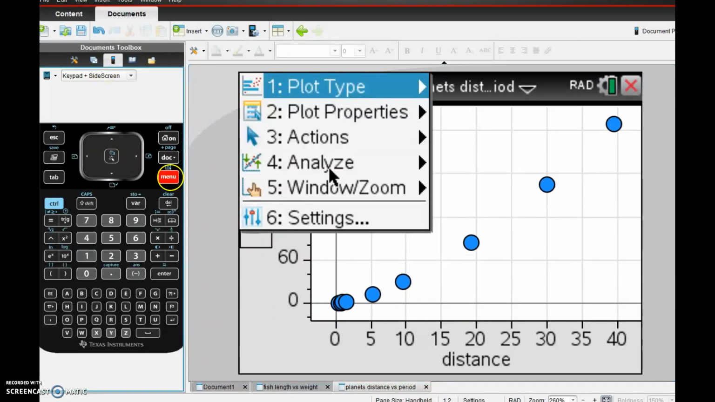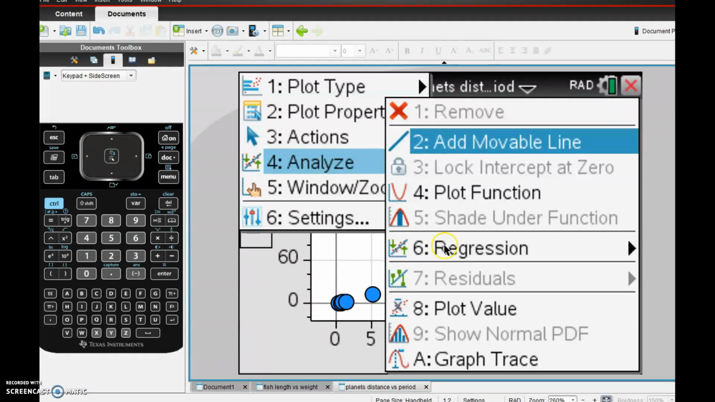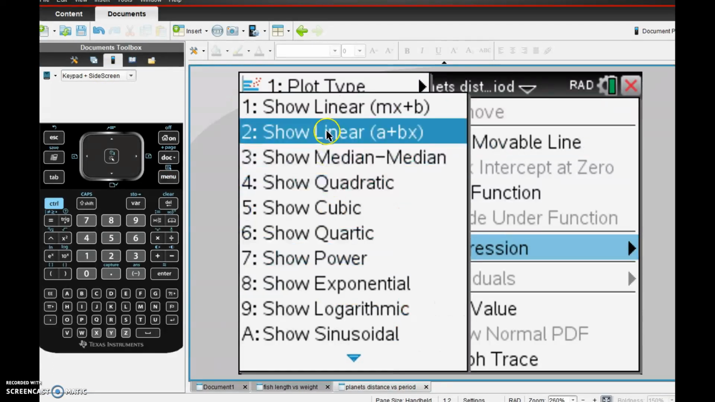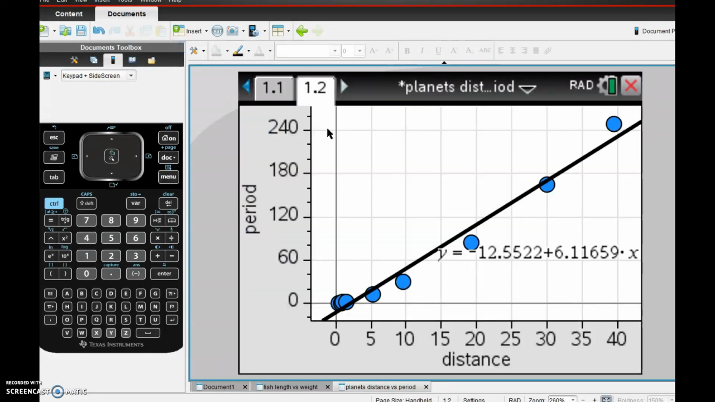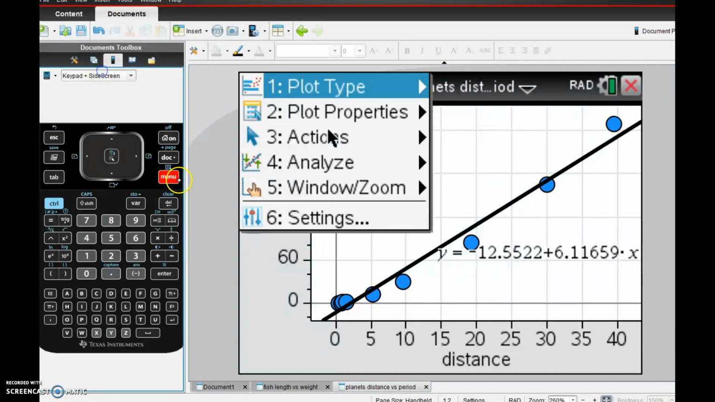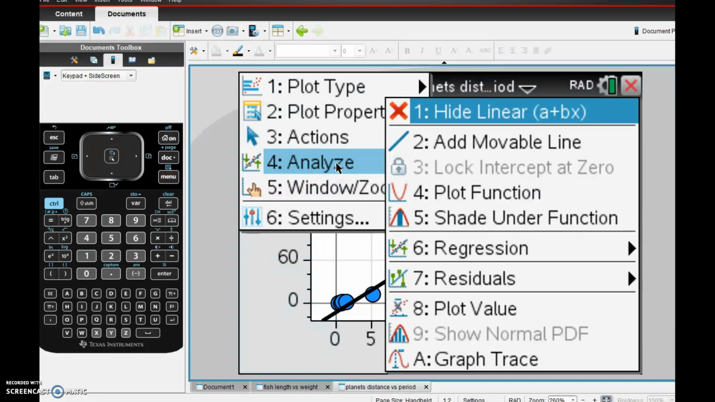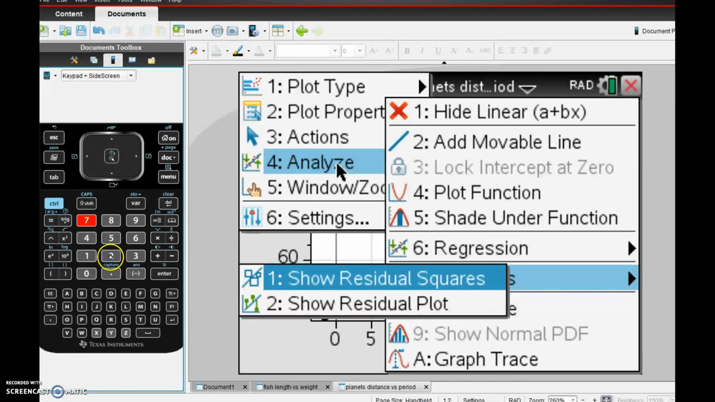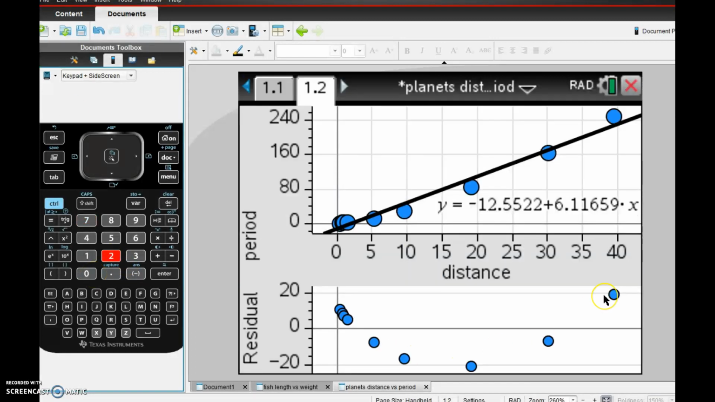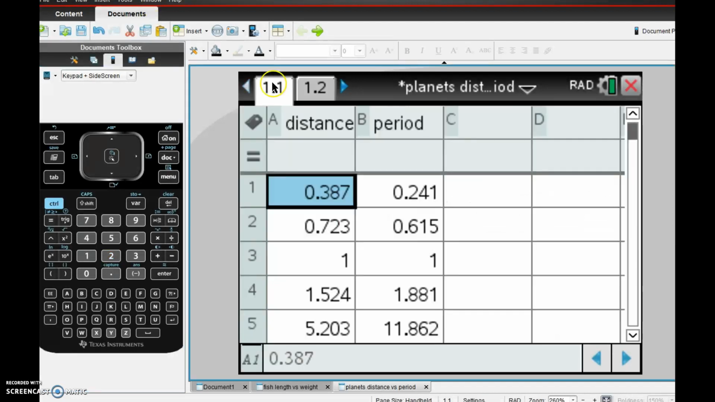Looks pretty straight. Analyze, regression, linear. Yeah, I guess you can probably see some curvature there. That's what the residual plot is nice for. It helps us see slight curvatures. Yeah, that's definitely not appropriate. So let's take the natural log of both.